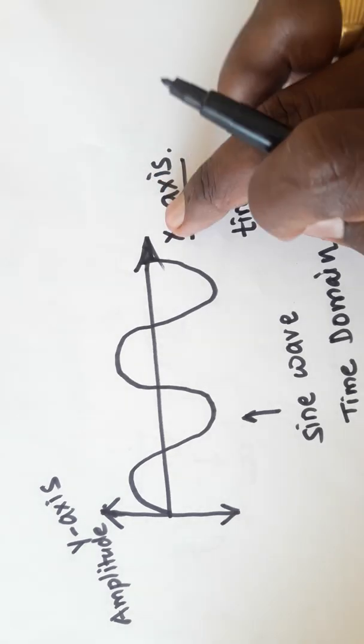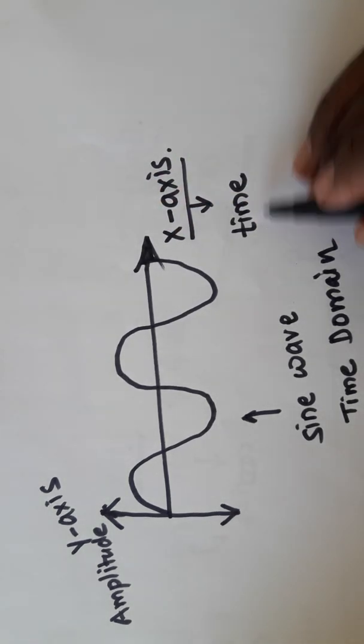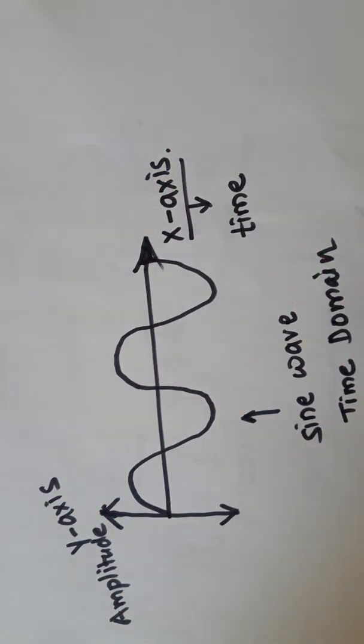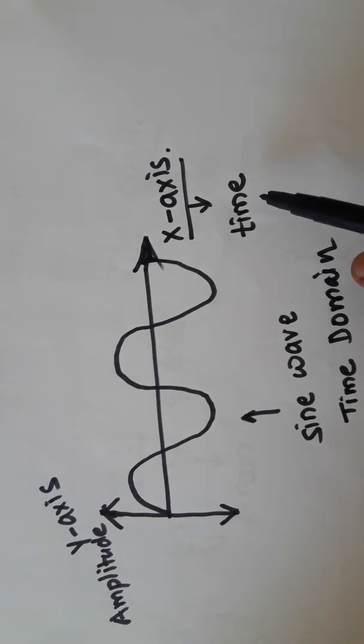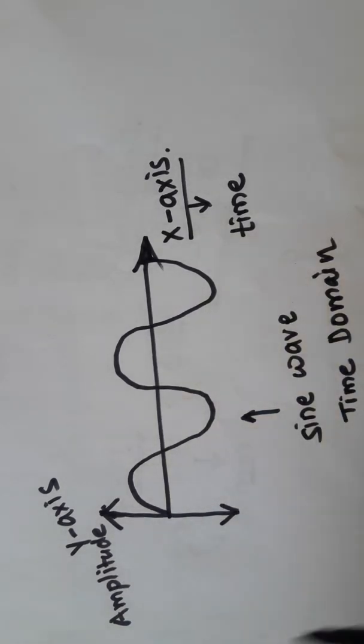If on the x axis there is frequency, then such a representation is called a spectrum. So we are not treating it as a signal, this becomes a spectrum. Spectrum is nothing but the representation of energy with frequency on the x axis and amplitude on the y axis. So if on the x axis there is frequency, it is called a spectrum, and if on the x axis there is time, it is called a signal, right?